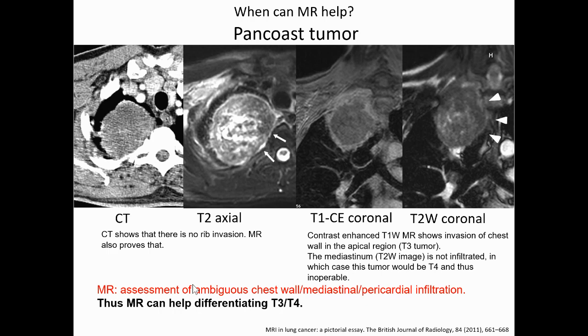But in some situations, MR has to be utilized because CT fails to answer the question. So, first of all, here, we weren't able to tell if there was any rib invasion or not, and MR proved that there is no rib invasion at all. However, the main question here is whether there is invasion of the chest wall, and with CT, there's no way to tell that.